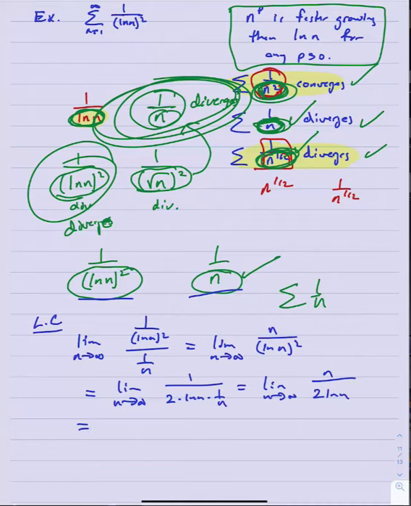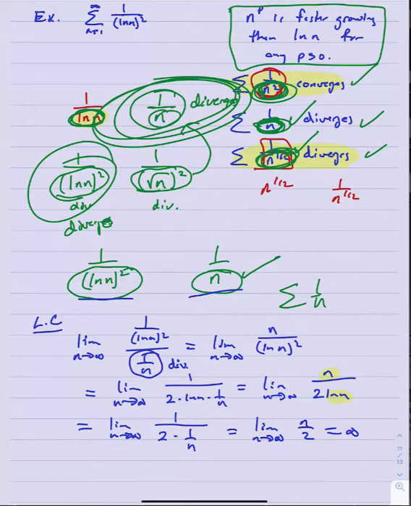That's still infinity over infinity. Although, again, I do know that n grows faster than ln of n. What do I get when I do L'Hopital's again? I get 1 over 2 times 1 over n, which means I get the limit as n goes to infinity of n over 2. Now, that is infinity, and I do know that the series comprised of 1 over n's diverges.